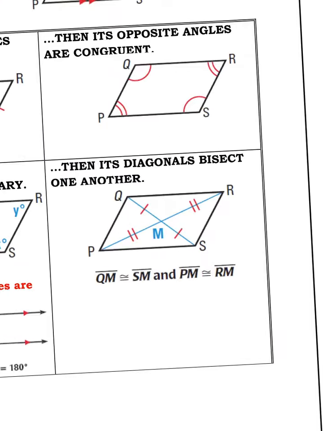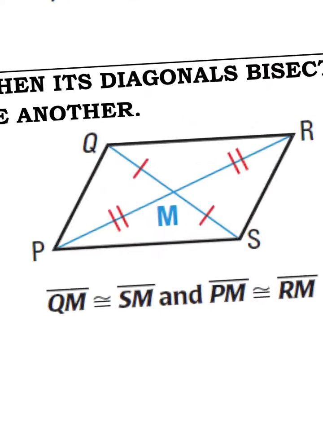And then diagonals. Diagonals bisect one another. Bisect means they're perfectly cut in half. So you might have all four diagonal segments congruent, but you could have two pairs that are congruent. That's why they're marked with one line and two lines, because they're not necessarily going to all be the same. But like I said, if they bisect each other, then they cut each other perfectly in half.